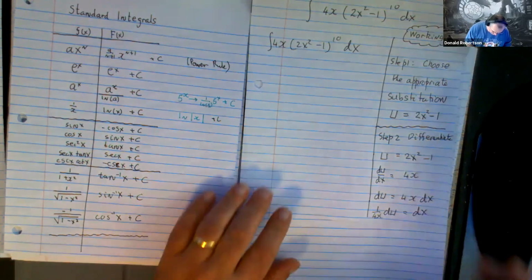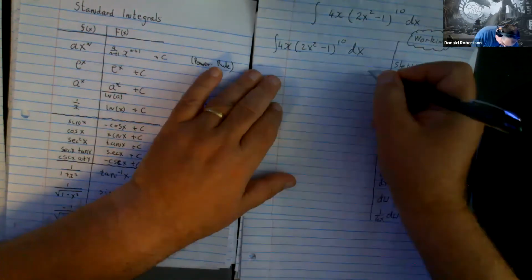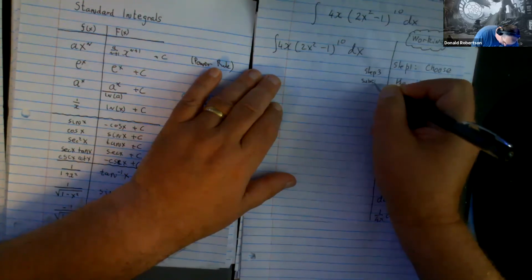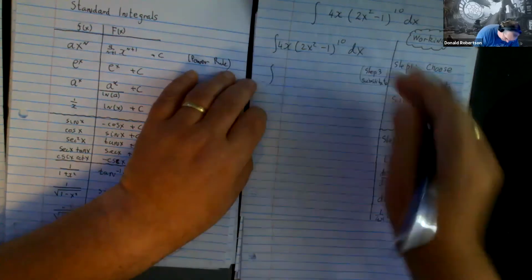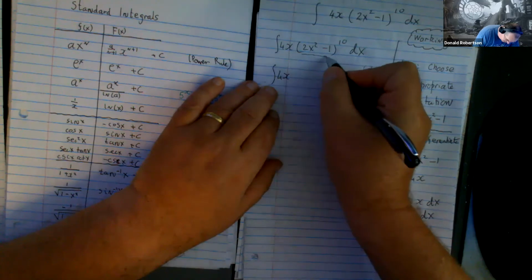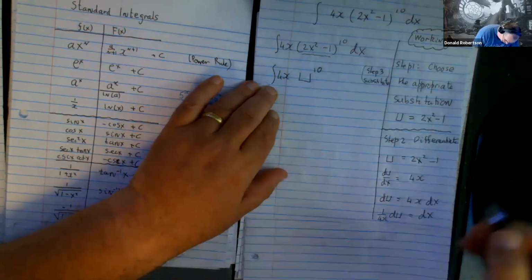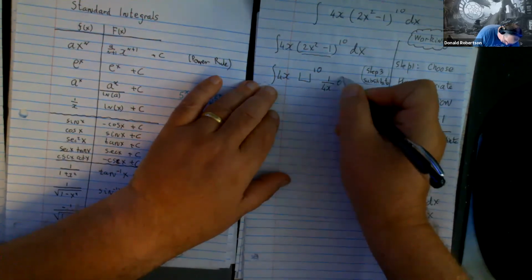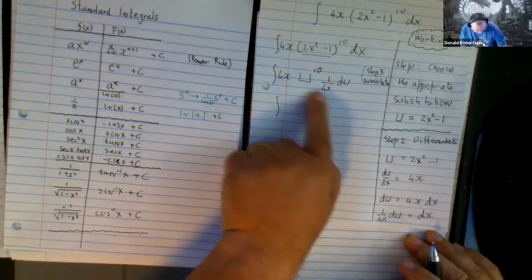Now, of course, I wrote so big I don't have room for it, so I'm going to put it in here. Step three, substitute. Well, let's see what this thing looks like. I'm going to leave that as 4x. Won't this guy now be called u to the power of 10? Won't dx be substituted with a 1 over 4x du? Style points, I guess, cancel.